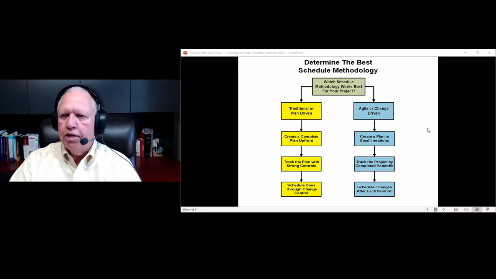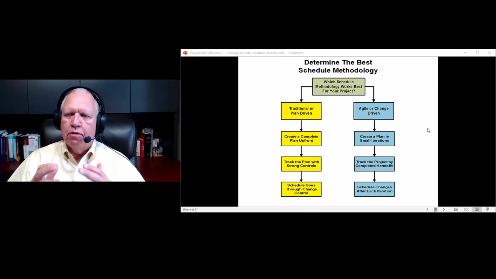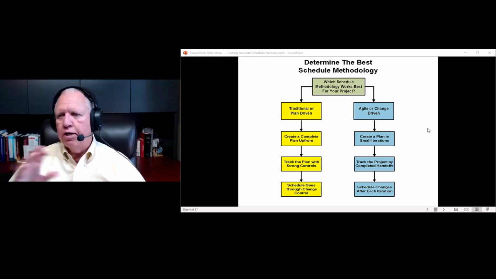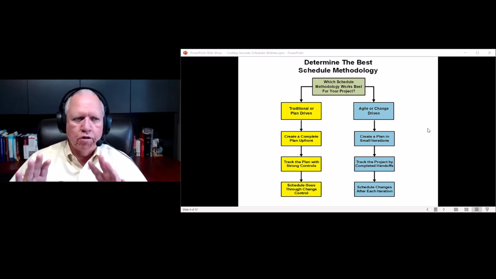So in agile or change driven, this is built for the purpose of hitting a moving target. Many of you, your organizations are hitting on some of your projects a moving target. You don't even know what the target is.